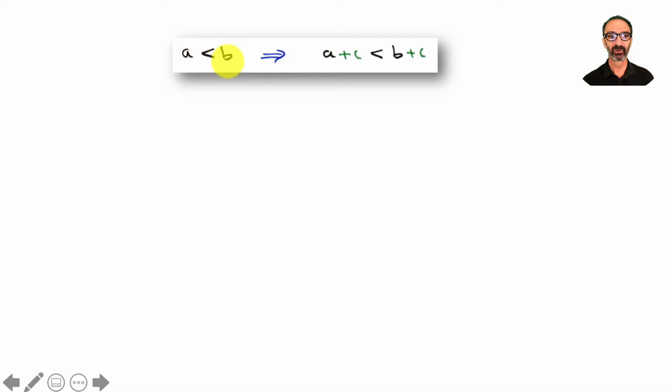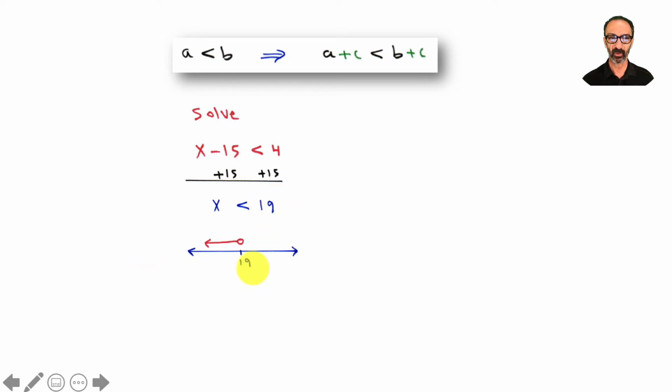If you add c to both sides, the inequality is going to stay the same. So we are adding 15 here for this example. What I have here on the left, 15 cancels. I have x, and 4 plus 15 is 19, and we're done. This is the answer. Here's the answer as a graph from 19 all the way down, not including 19. And this says the same thing, from negative infinity to 19, not including 19.